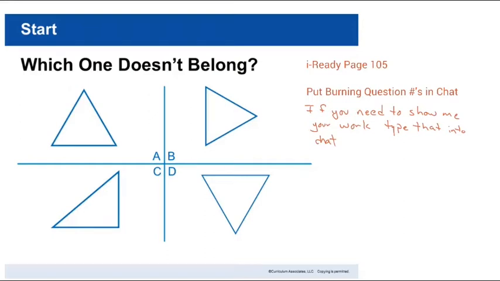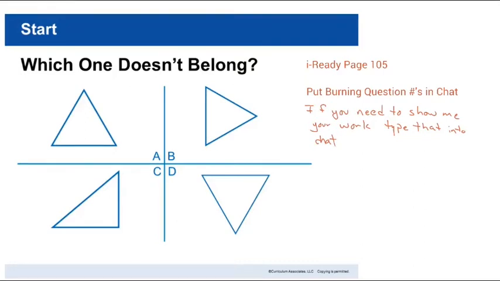Okay, in chat, which one does not belong? Okay, I like that answer. I can come up with another one that doesn't belong. Or I can talk about C being another reason why C does not belong. Okay, C does not belong because it's the only figure with a right angle.